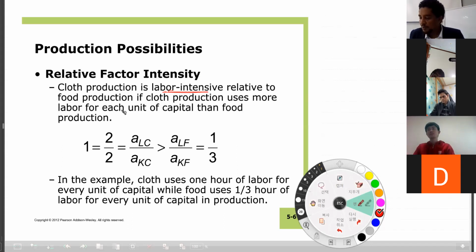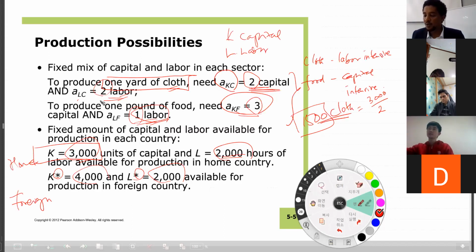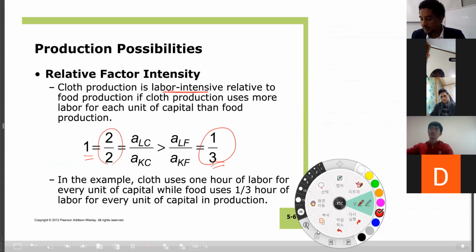Clothes production uses more labor for each unit of capital than food production, so that's the ratio here. You can consider my example: it requires 2 units of labor to produce 1 yard of clothes, but only 1 labor to produce 1 pound of food, so clothes is more labor intensive. In the example, clothes uses 1 hour of labor for every unit of capital, while food uses 1/3 hour of labor for every unit of capital. That comes from dividing, finding the ratio of labor and capital for clothes and for food. So from this you can see that clothes production is more labor intensive.